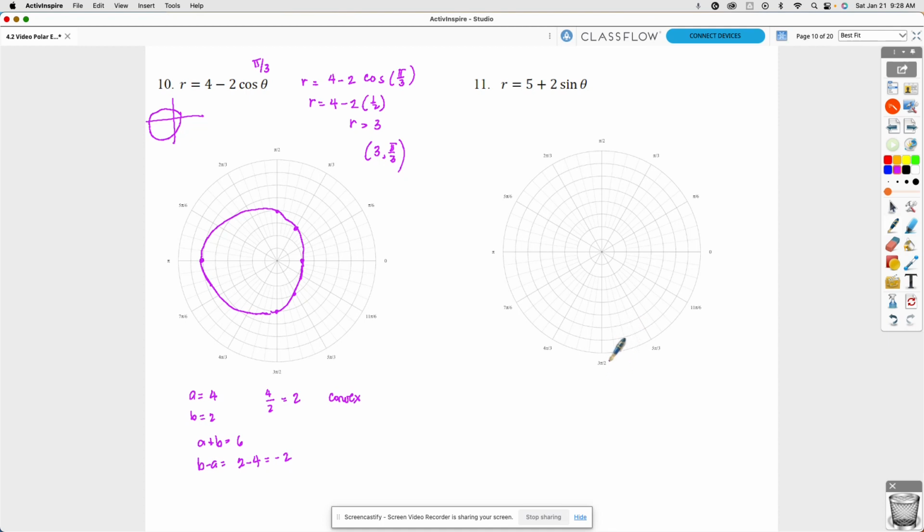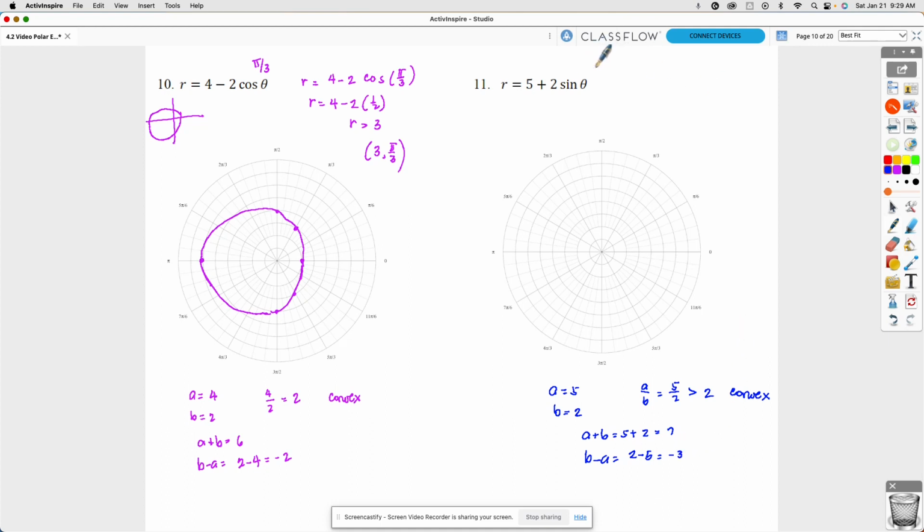Go ahead and again pause your video and go for number 11, the last one. So in here, A is equal to 5, B is equal to 2. So A over B, that's equal to 5 over 2, is greater than 2. So this would be a convex limaçon. A plus B is 5 plus 2, which is equal to 7. And B minus A, that's 2 minus 5, is equal to -3.